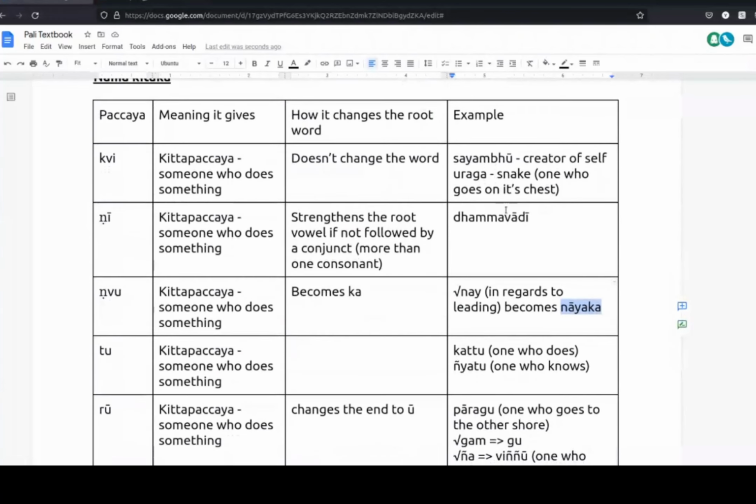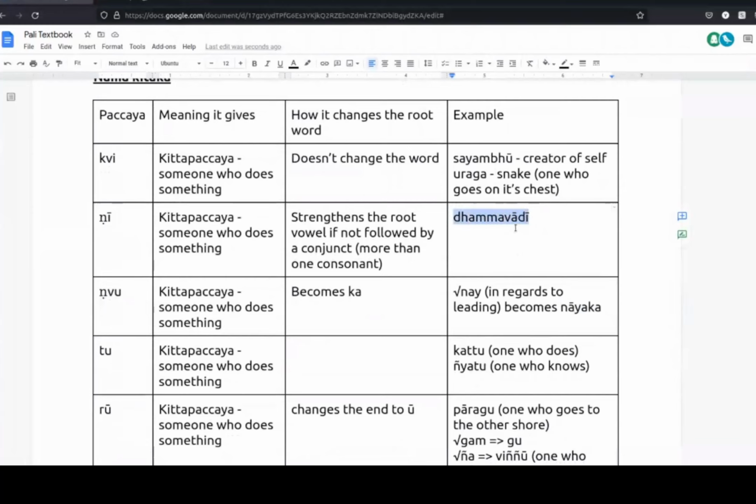All of these here, like here's the root. The root is wad in regards to speaking. And yes, this is a compound because you have dhamma before it. It's two words, so dhamma wadi. And wad is the root, with ni. And remember, again, this is just an indicator that you're strengthening the root vowel. So instead of wad, you end up with wad. You end up with dhammawadi.